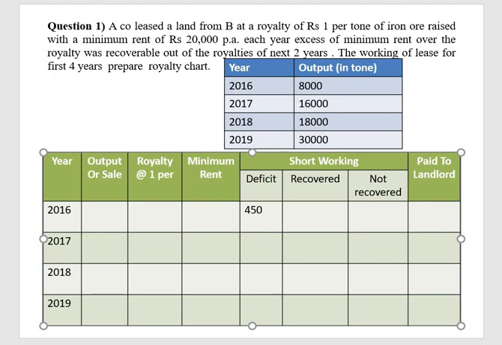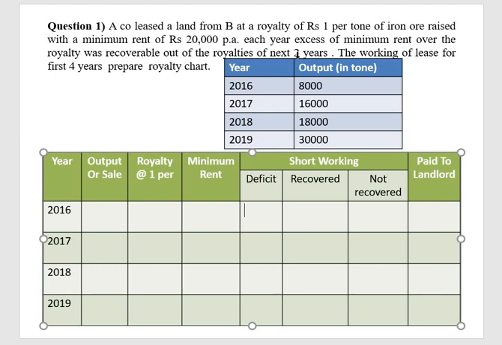For example, the 2016 loss is 450 rupees. To recover this 450 rupees, the time is the next 2 years. Next means 2017 and 2018. You should not consider that year's loss, and you should not recover from that year. You should recover that loss from the next 2 years, that is 2017 and 2018. Is it clear? Most students fail here, on the last date of recovering such losses.